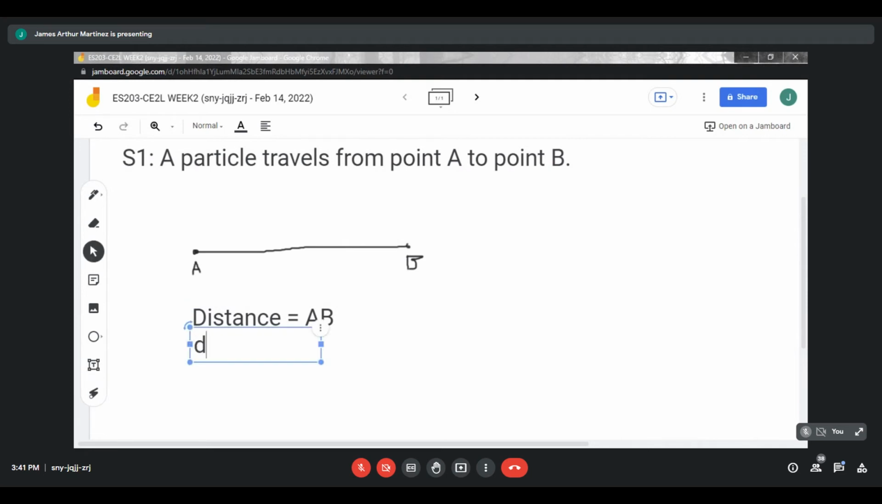So for the displacement, how much is the displacement in this situation? Again, the definition of displacement is relative to position, the difference between the final position and the initial position. Since point B is the final position and point A is the original position, therefore the displacement is also just equal to AB.